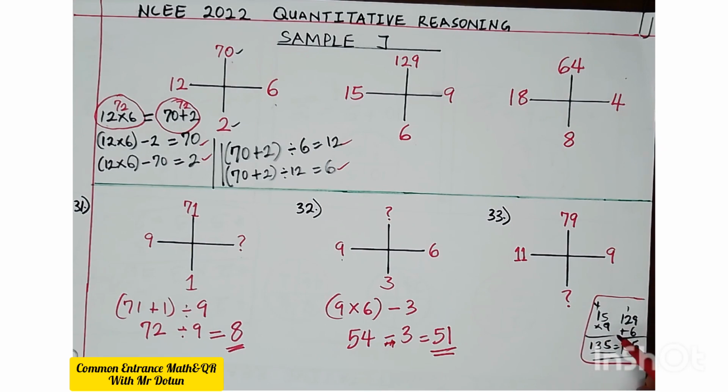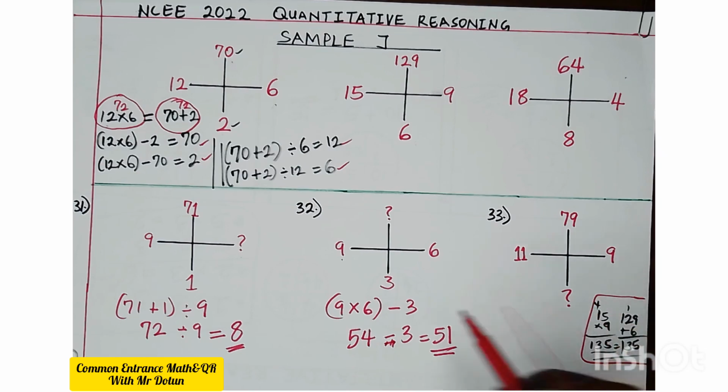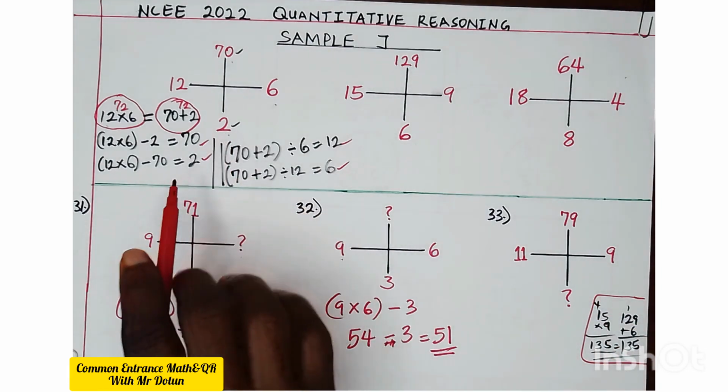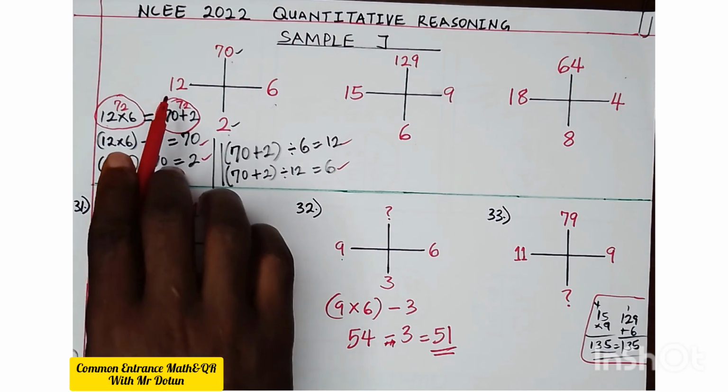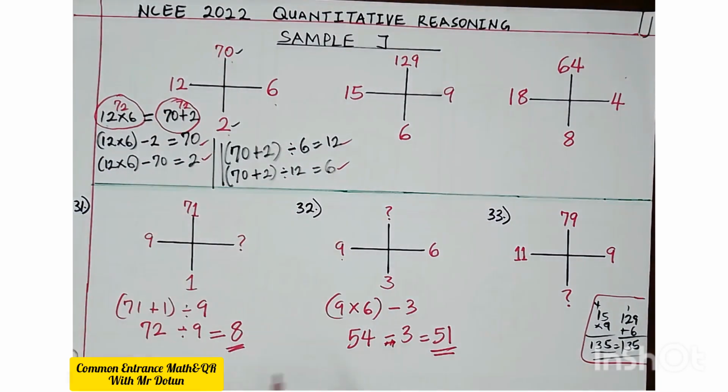number 33, we have the part here missing, that is in place of 2. So how did we get our 2? We did 12 times 6 minus 70. This times this minus this. So we do 11 times 9 minus 79. So we're doing 11 times 9, then whatever we get, we subtract 79 from it.